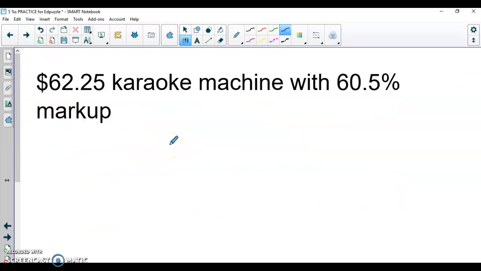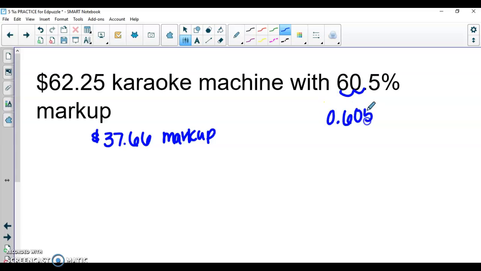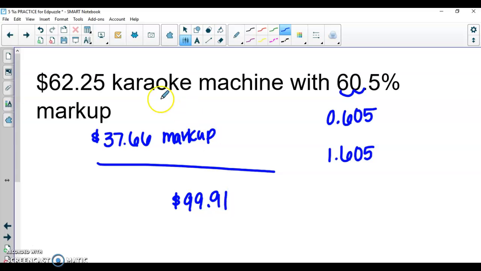In the next one, a $62.25 karaoke machine with 60.5% markup. What would be the selling price? Regardless, if I do method 1, I'm going to get $37.66 as my markup. Please be aware when you do this one, it's 0.605. If you're a method 2er, you're adding it on, so you're going to have 1.605 for method 2. Regardless, your final cost is going to end up being $99.91 when you add it to the original price of the karaoke machine.